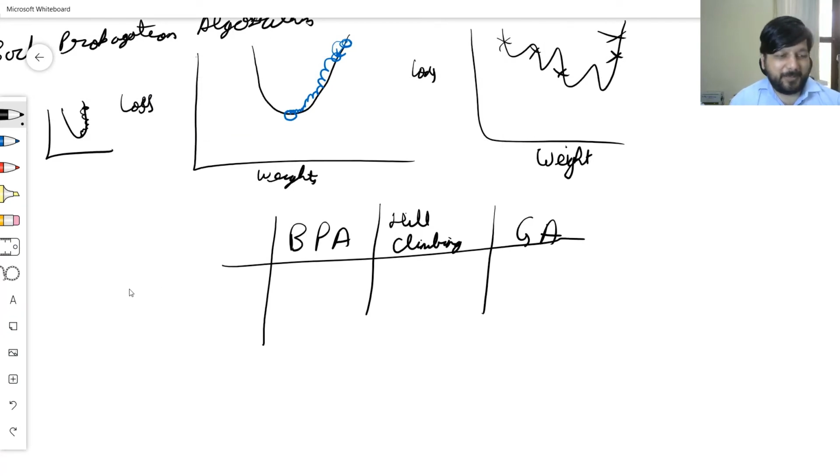The first is, of course, the convergence time. The backpropagation algorithm is the fastest. The hill climbing will take more time because it will try random directions. The backpropagation algorithm always knew the direction it has to go, while hill climbing has to try multiple directions. And the genetic algorithm has too many individuals, so it will be slow.